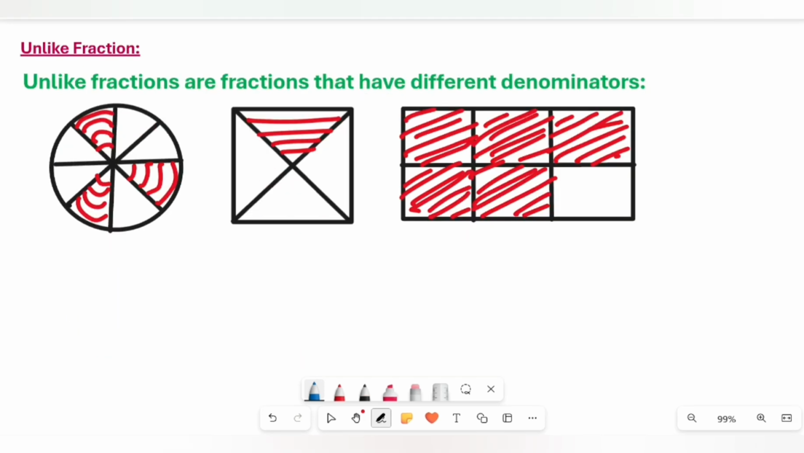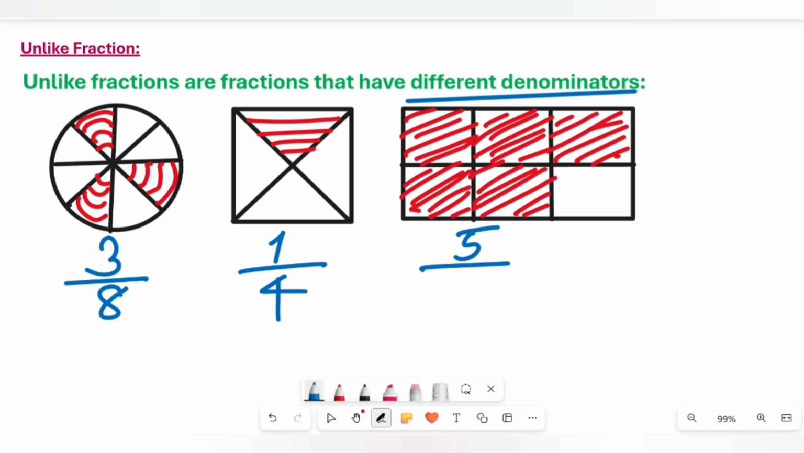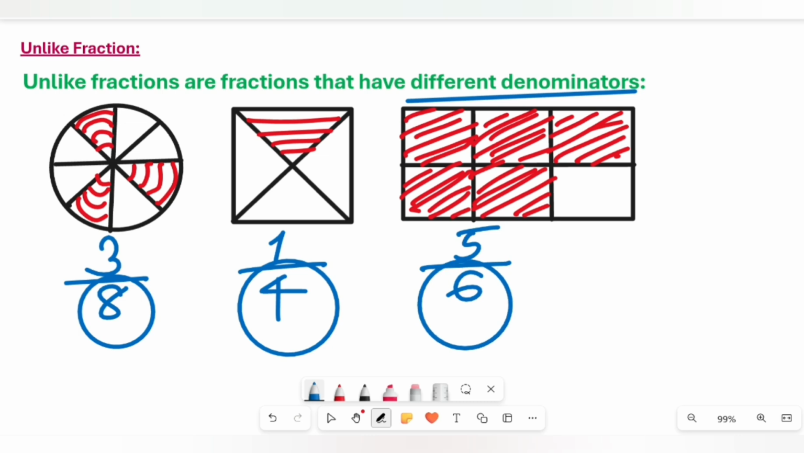Unlike fractions are fractions that have different denominators. Here in the circle, 3 out of 8 parts. Here, 1 out of 4, and here, 5 out of 6. In all the cases the denominator is different. Such fractions are called unlike fractions. Let us move on to the next section.